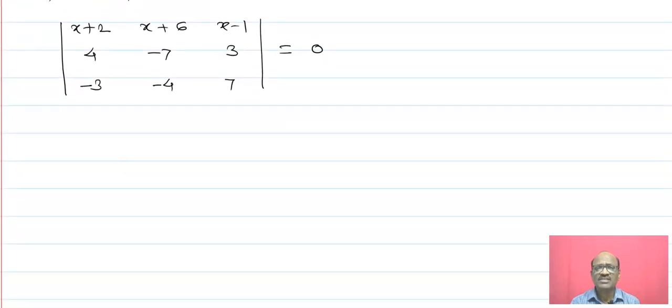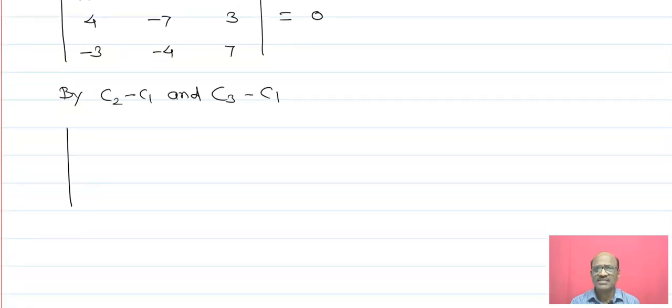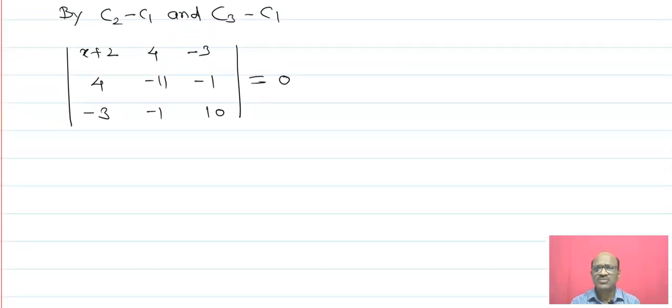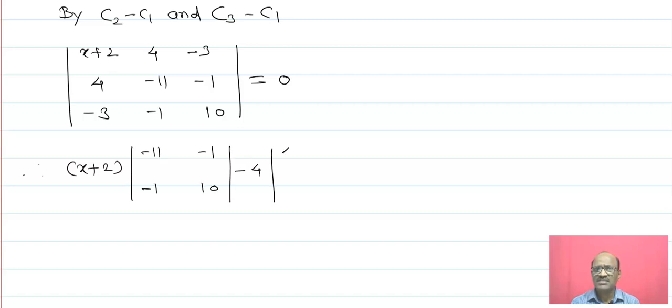R2 minus R1. Therefore in the second row you are getting 4, minus 7, 3, and in the third row you are getting minus 3, minus 4 and 7. Now for the next operation, C2 minus C1 and C3 minus C1. Therefore, you are getting, that is x plus 2, 4, minus 3, second row 4, minus 11, minus 1, and third row, that is minus 3, minus 1 and 10, that equals 0.